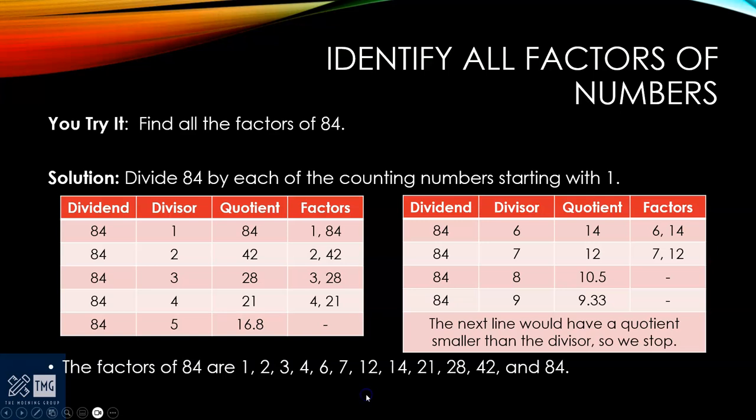I have my answers. So the factors of 84 are 1, 2, 3, 4, 6, 7, 12, 14, 21, 28, 42, and 84. And that's identifying factors.